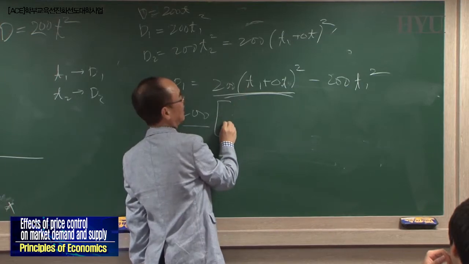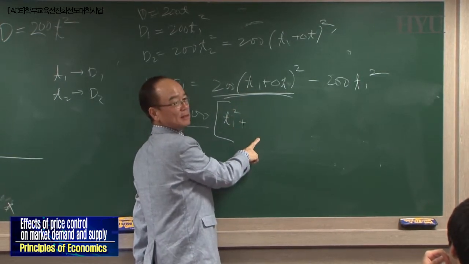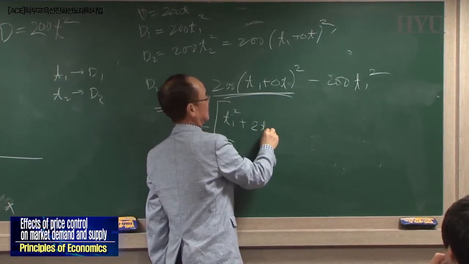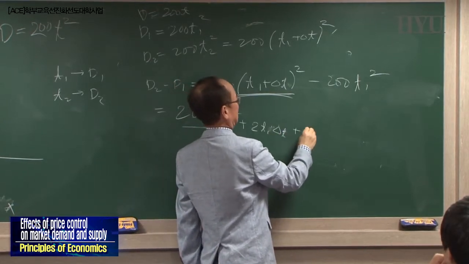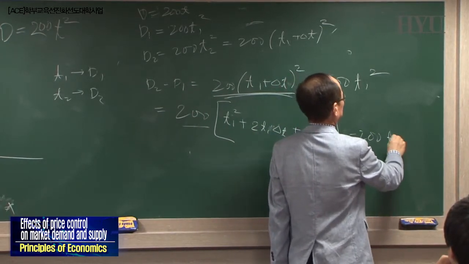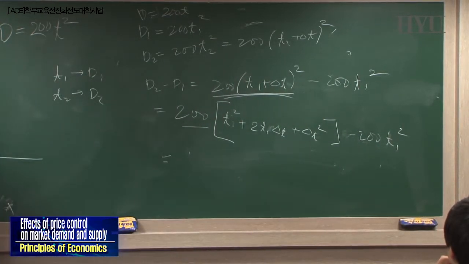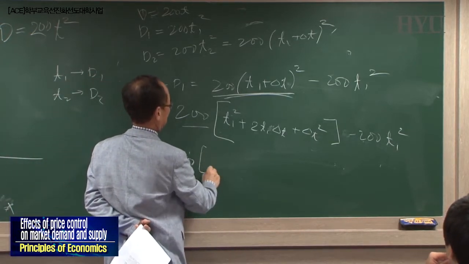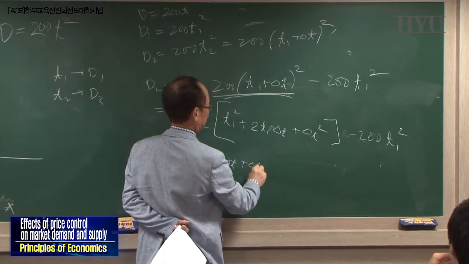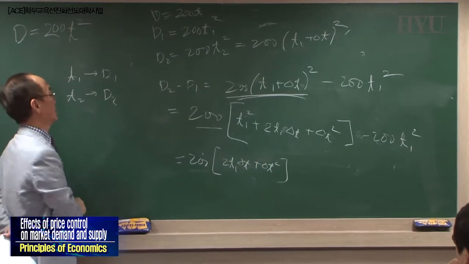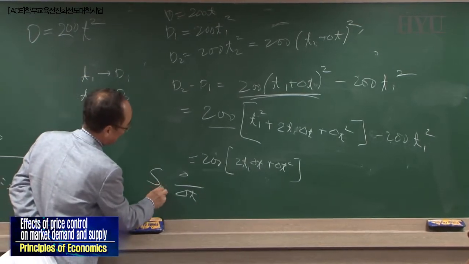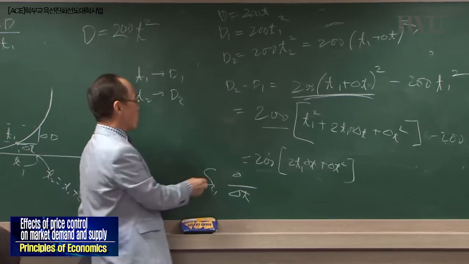So you expand this. What do we have right now? 2 T1 delta T plus delta T squared. Okay, in this way. Then the thing is that we are interested in delta T. What is this? This is speed. Speed at T1. What this means is that we are interested in finding the momentary speed at point T1.